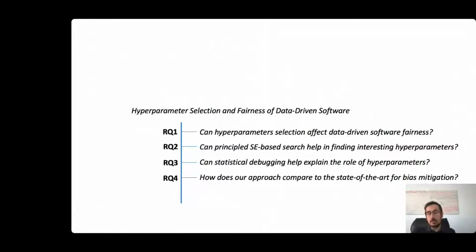We answered 4 research questions that I'm posing right now. Research question 1: whether hyperparameters affect the fairness of data-driven software. Research question 2 studied whether principled search-based software engineering can help us find interesting inputs. Research question 3 studied whether statistical debugging can help us understand the role of hyperparameters. And finally, research question 4 compares our approach to the state of the art for mitigation.